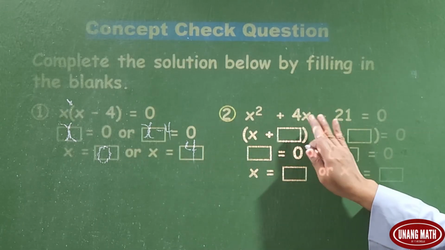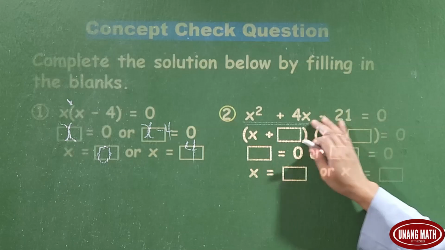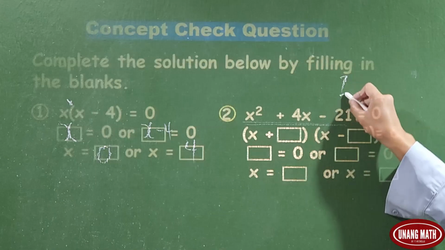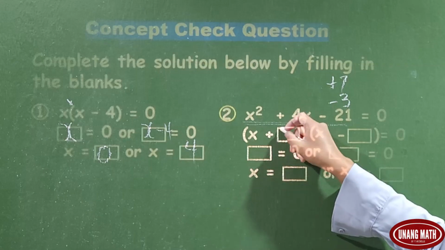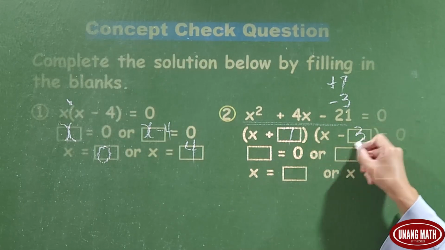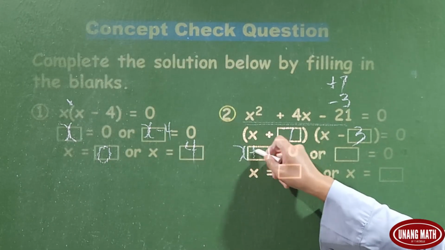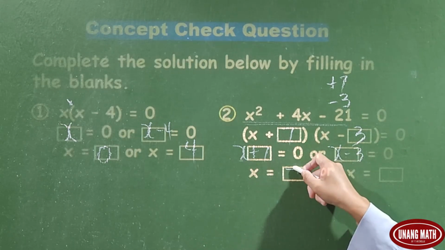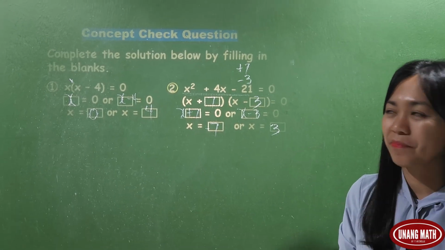x squared plus 4x minus 21 is 0. So in here, we are going to factor out this expression. This is 21, so 7 and 3, positive 4, so it means this is positive 7, this is negative 3. So (x plus 7) times (x minus 3). If this expression is 0, then it means x plus 7 is 0, x minus 3 is 0. So this is negative 7 or x is positive 3.